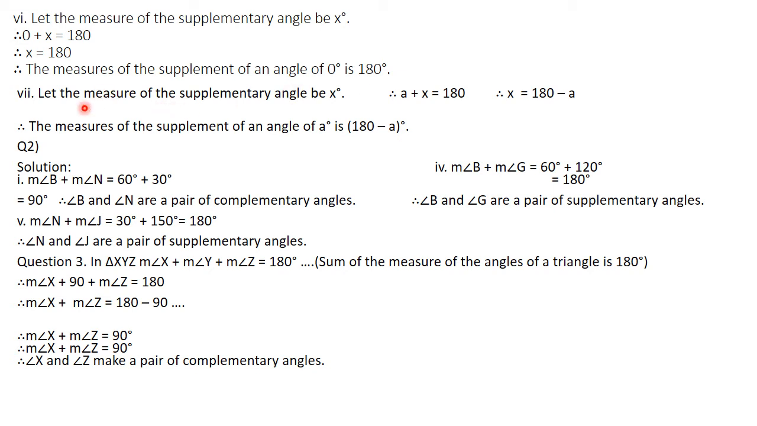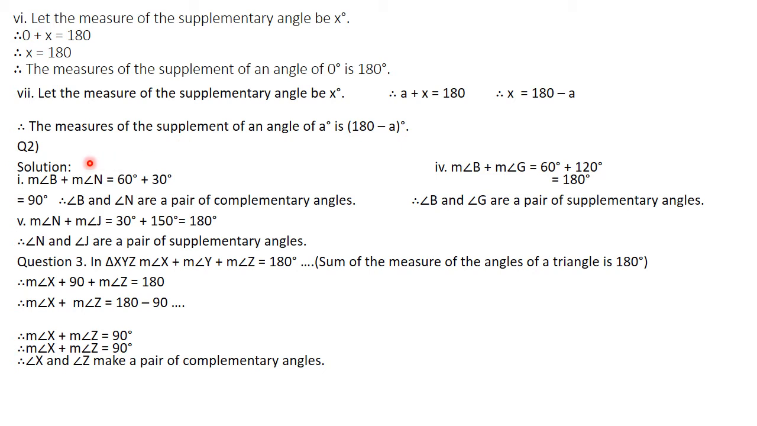Now the seventh sum, what is the measure given? It is a degrees that is given. So we will write, let the measure of the supplementary angle be x degrees. Therefore, a plus x is equal to 180 degrees. Therefore, x is equal to 180 minus a. So, therefore, the measure of the supplement of a is equal to 180 minus a.